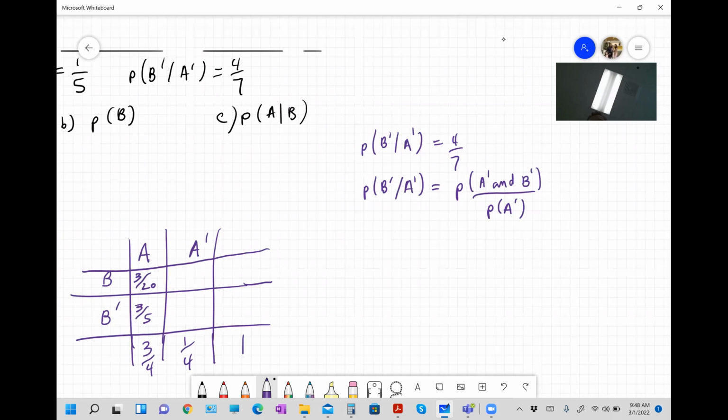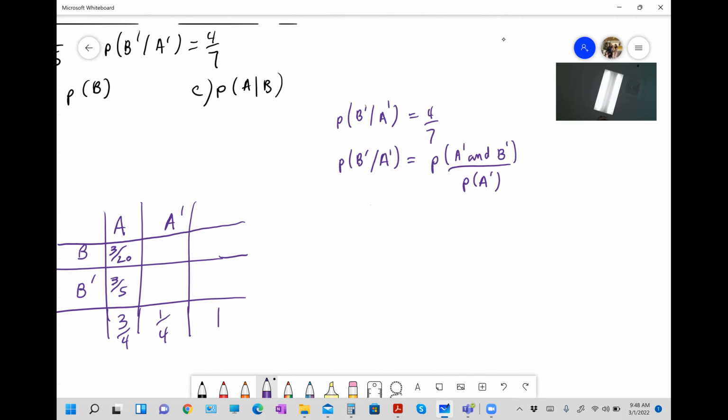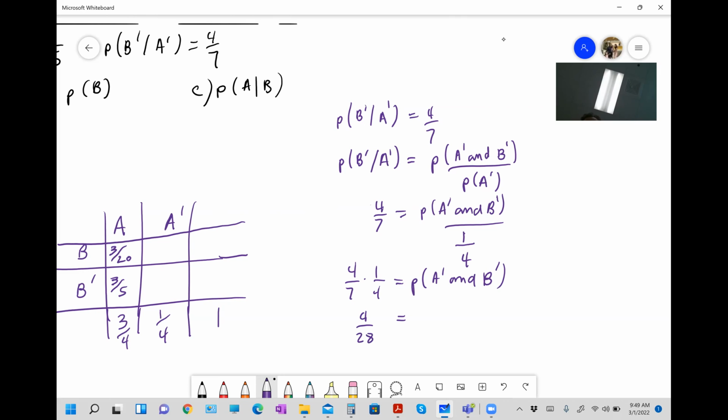We know that the probability of not B given not A, the probability of B prime given A prime, must be 4/7. I don't know what the numerator is here, but I do know what the denominator is. It's 1/4, because that's not A. Now I multiply them together, 4/7 times 1/4, and that will give me the probability of not A and not B, which equals 4 out of 28, which reduces to 1/7.